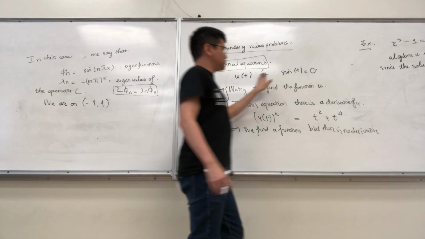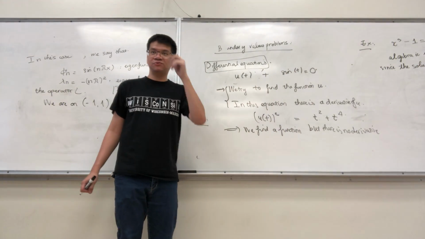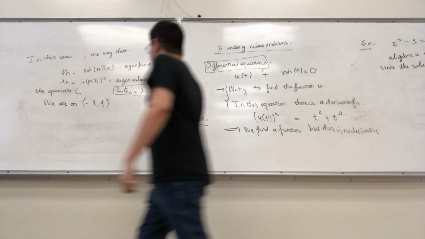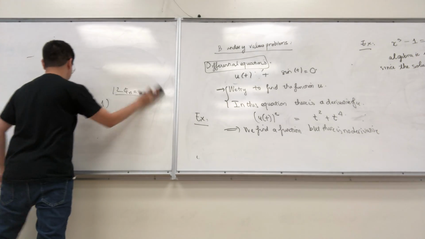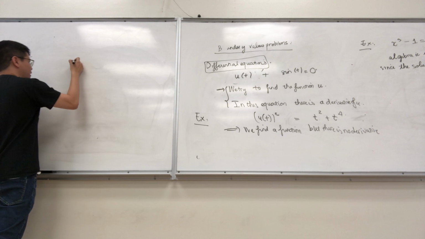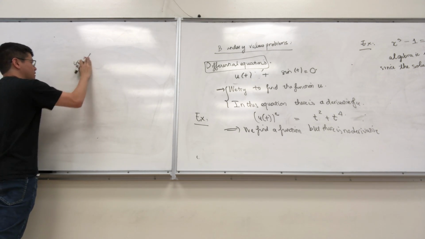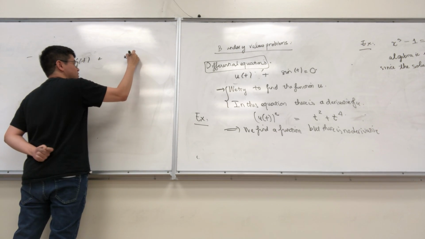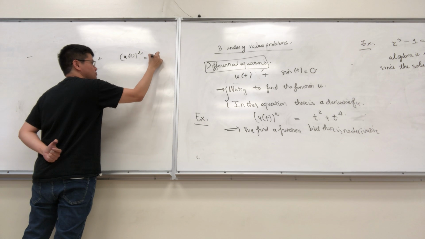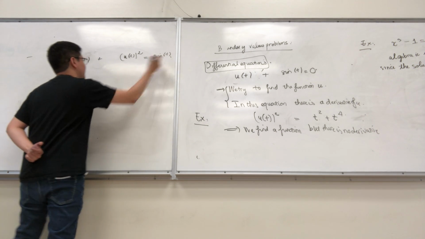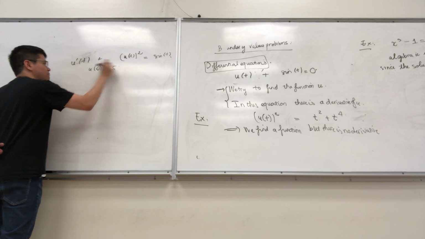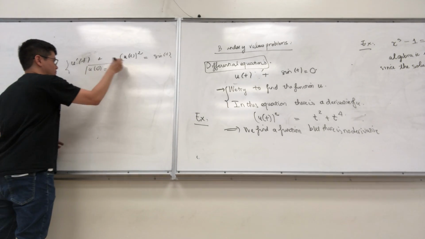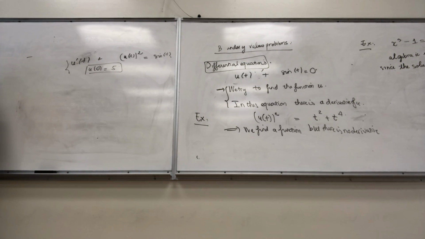Right. Now, suppose that I want to solve this equation, but I have a constraint. For instance, I want to solve u prime of t plus u(t) squared is equal to sine of t. And suppose that I have u(0) is equal to 5. So what is the name for this constraint? What is the name for this condition? Yes? Initial condition.